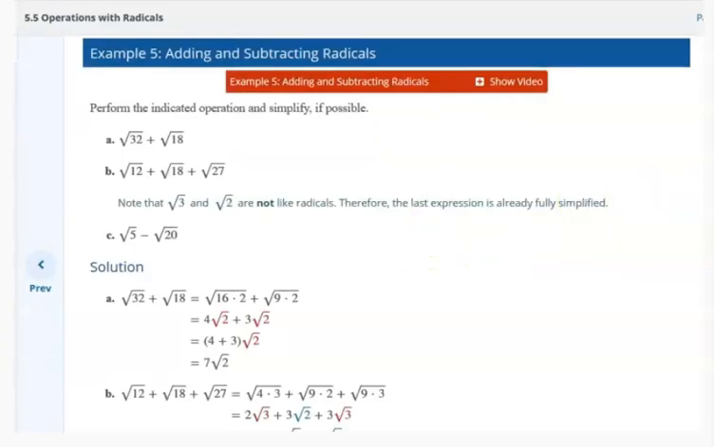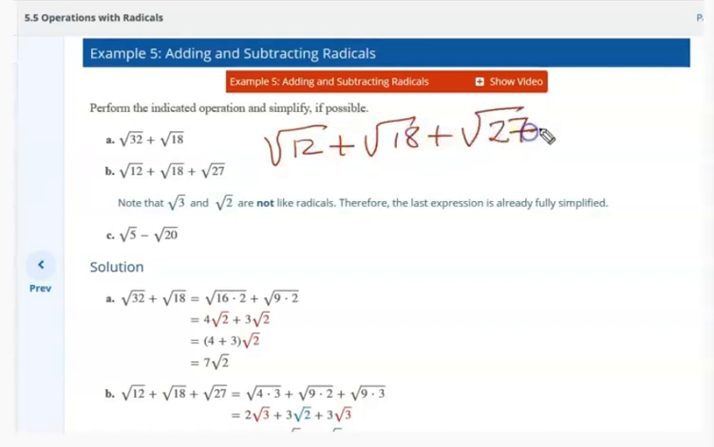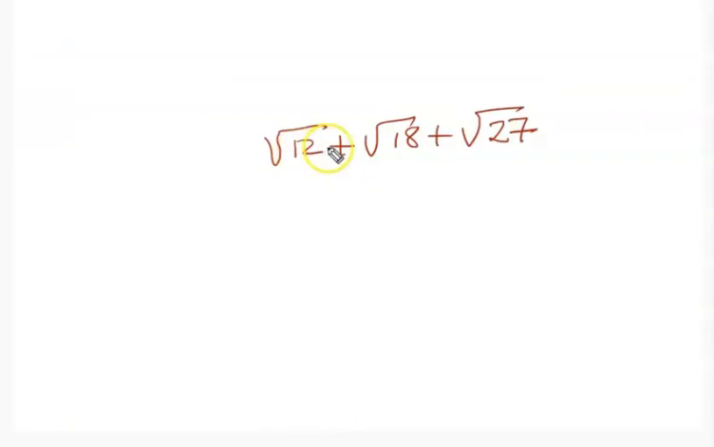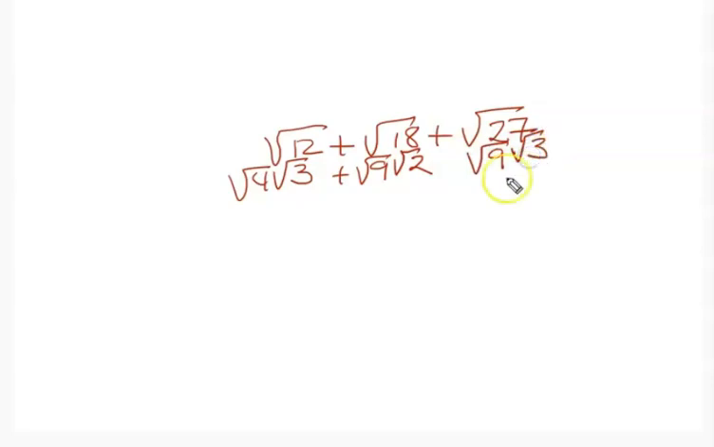And let's do the next one also. As an example, and I'll write it out, the square root of 12 plus the square root of 18 plus the square root of 27. And we'll go to our whiteboard. Now, the square root of 12 we've done already. That's the square root of 4 times the square root of 3. This is going to be plus the square root of 9 times the square root of 2. And this is the square root of 9 times the square root of 3.